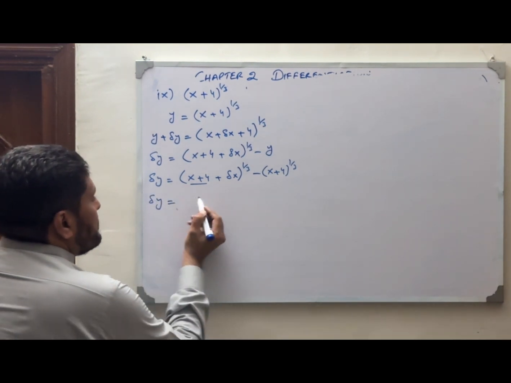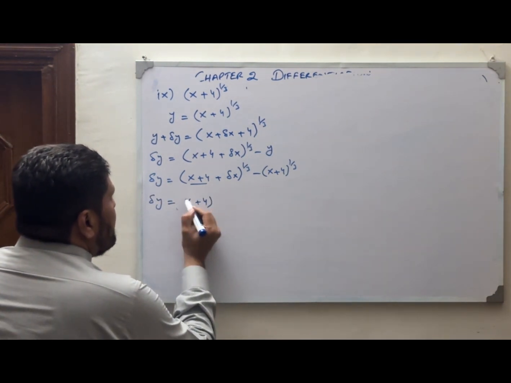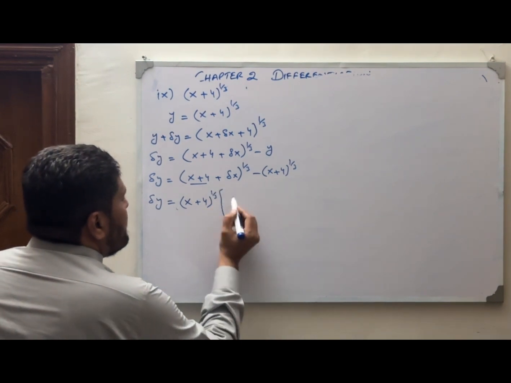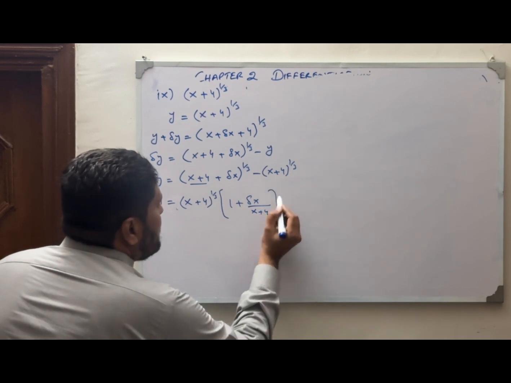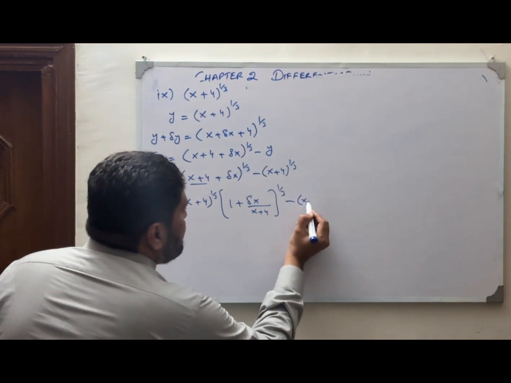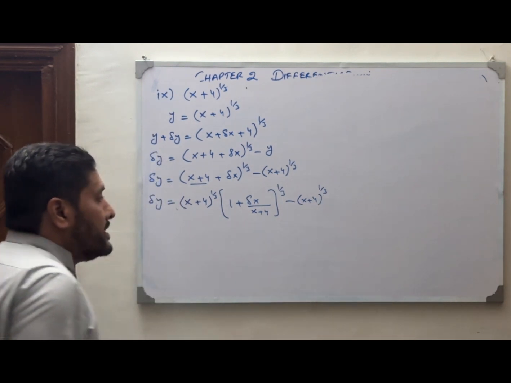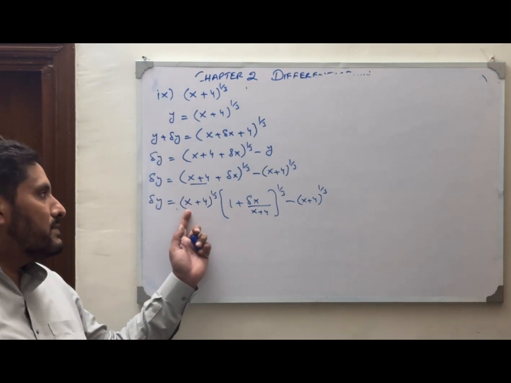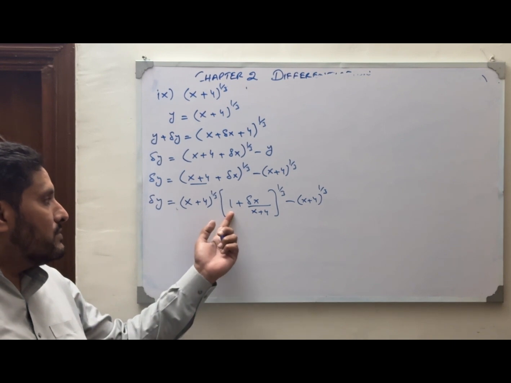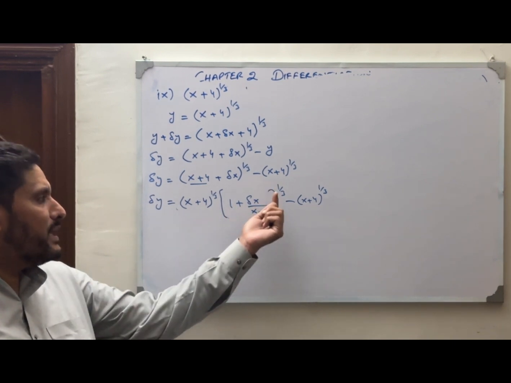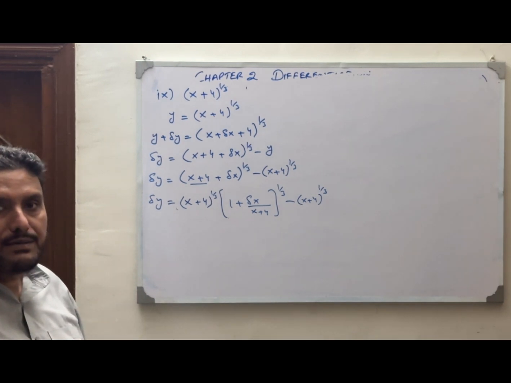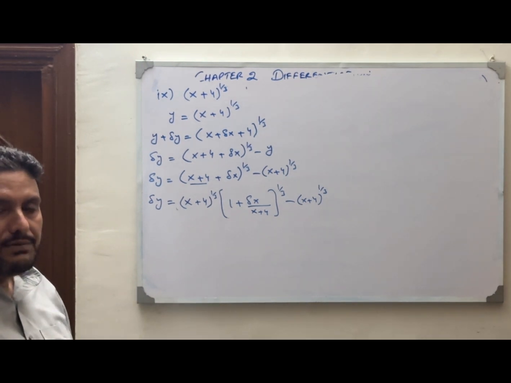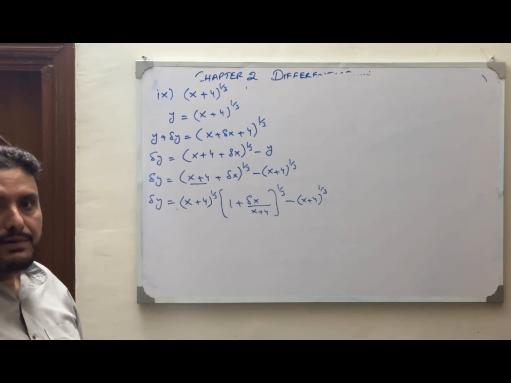So delta y is equal to (x plus 4) power 1 by 3 into (1 plus delta x by x plus 4) whole power 1 by 3 minus (x plus 4) power 1 by 3. Now we have taken (x plus 4) power 1 by 3 common from this whole expression. So now this is (1 plus x) power n, and by applying the binomial expansion, that is equal to 1 plus nx plus n into (n minus 1) by 2 factorial into x square and so on. We have to take the expansion up to x square and then neglect the remaining terms of the expansion.